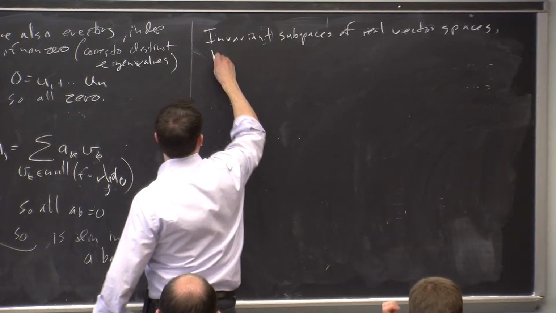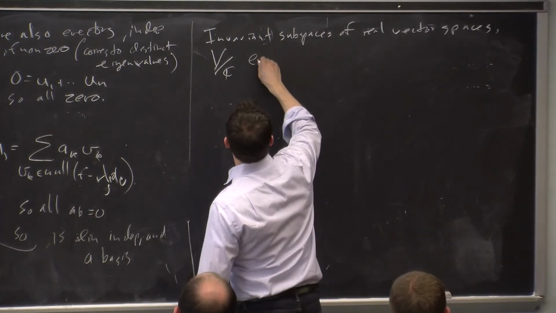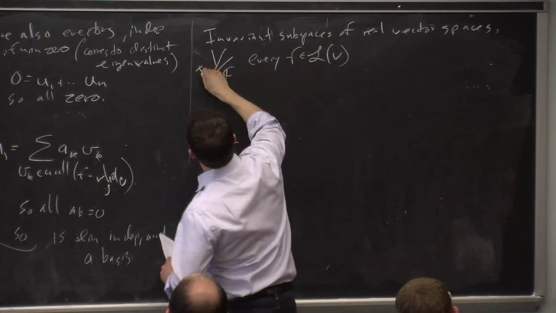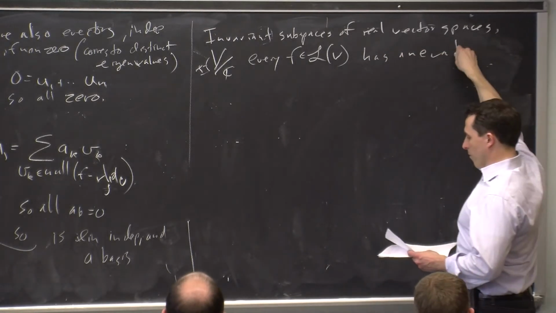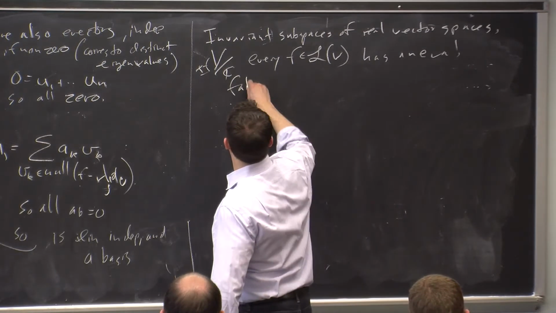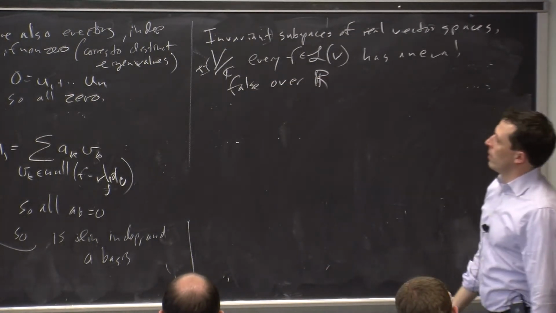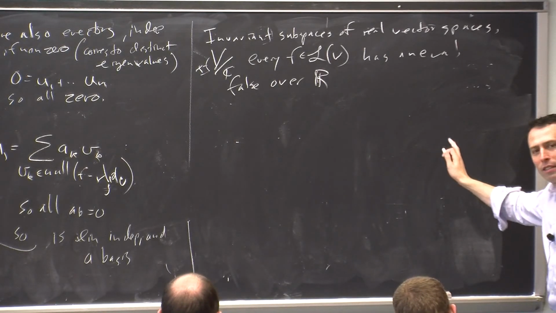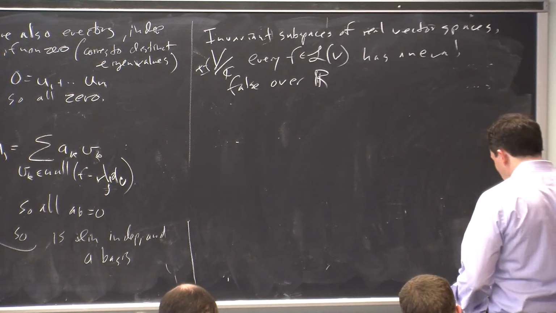So we know that if V is a complex vector space, every operator has an eigenvalue. And we know that that's false for vector spaces over the reals. The example is the plane: rotation in the plane moves every vector except the zero vector. There are no eigenvectors there. That's easy to see.